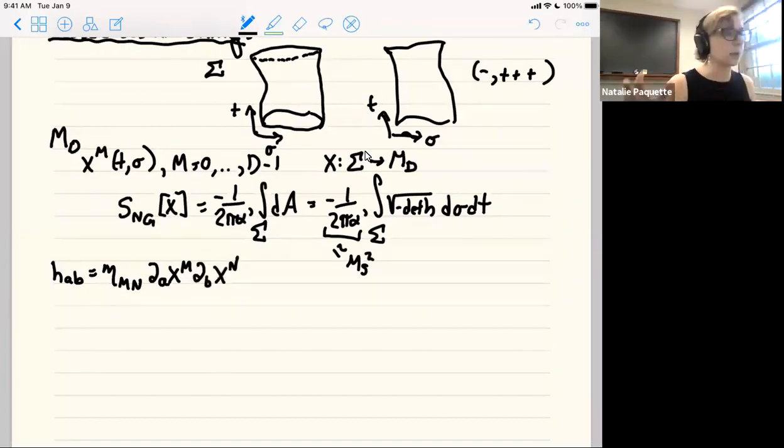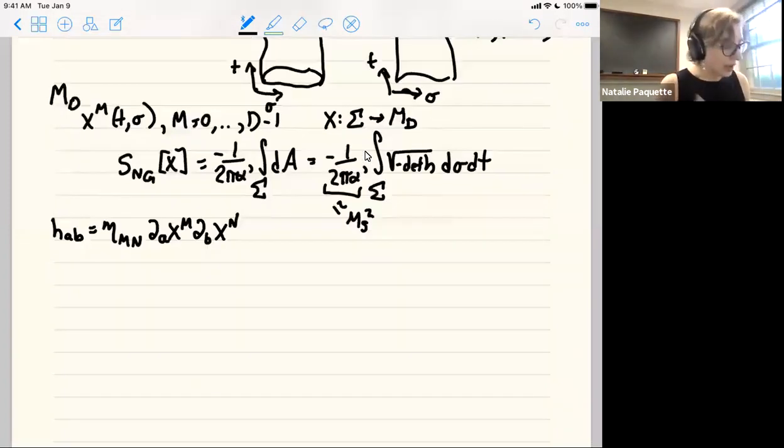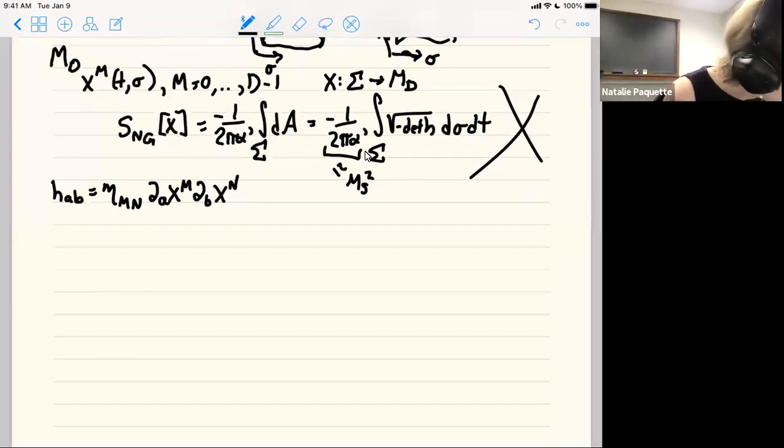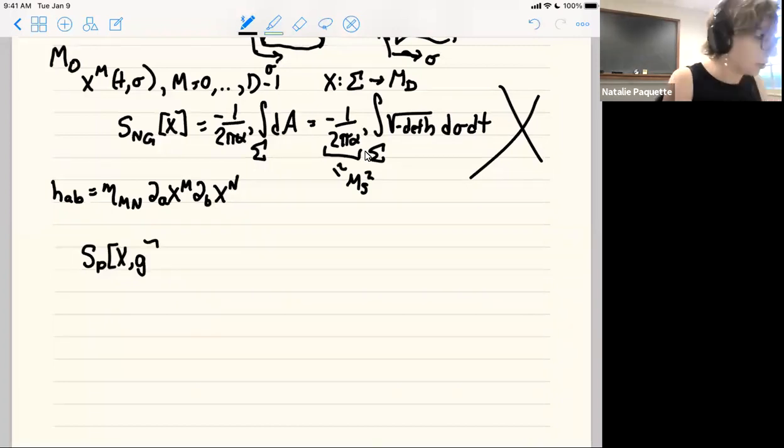So this is the induced world sheet metric from space-time. And as you all probably have already heard, the Nambu-Goto action has this cumbersome square root in it, and it's very annoying to quantize, and we don't want to deal with it. So very soon we'll forget about it, and we'll work with some other action called the Polyakov action, which classically is equivalent to the Nambu-Goto action.